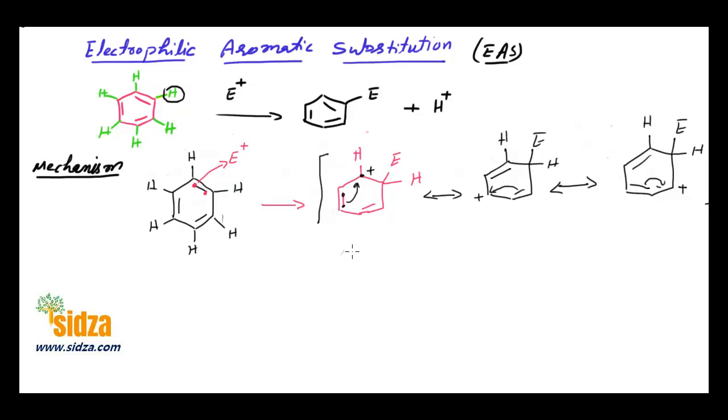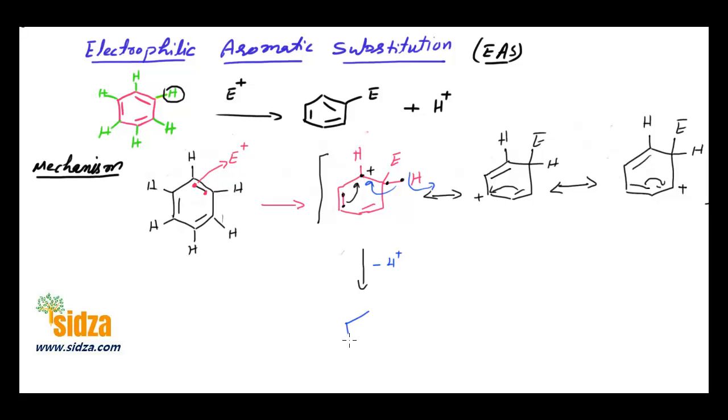Now what happens next? The next step is that this particular carbocation will release a proton. We have a bond between a carbon and a hydrogen, this is the electron pair, and if this particular hydrogen atom is lost as an H positive, the electrons go inside the ring. So after the loss of this hydrogen as an H positive, the electrons go inside the ring.